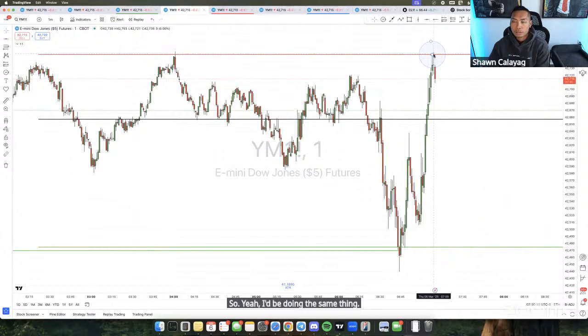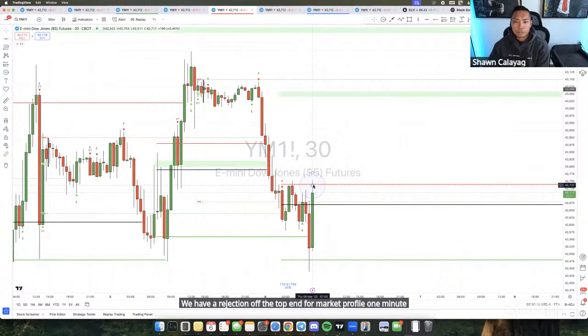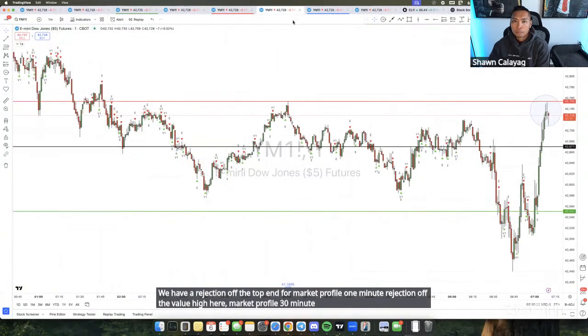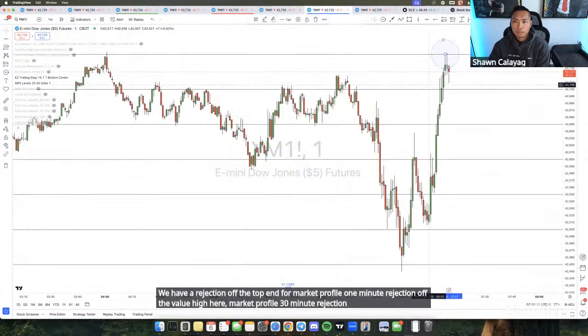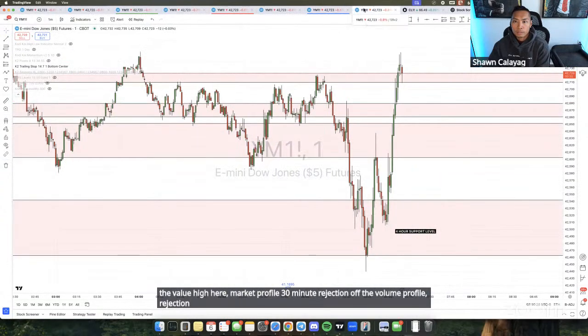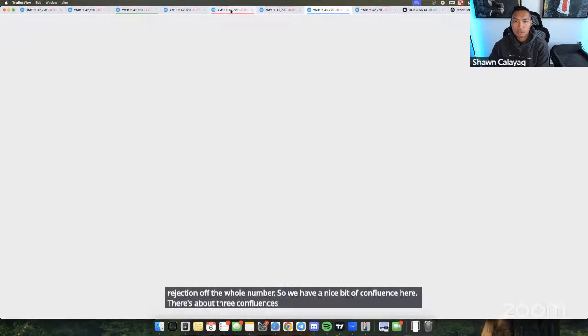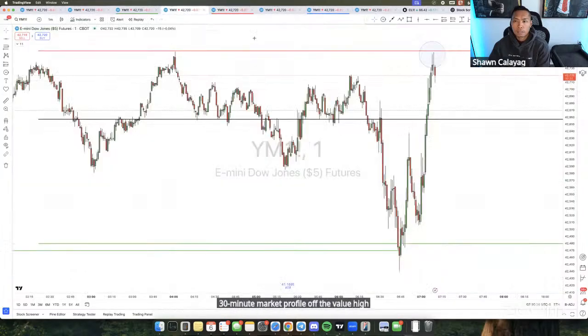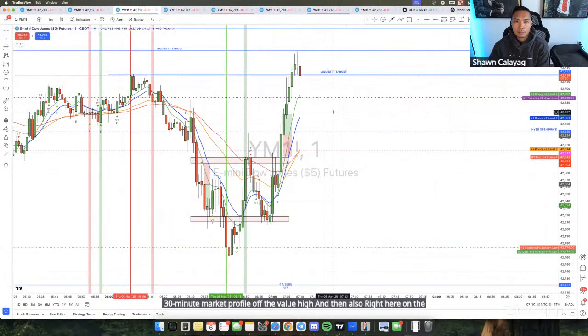All right, we have a rejection off the top end for market profile 1 minute. Rejection off the value high here, market profile 30-minute. Rejection off the volume profile, rejection off the whole number. So we have a nice bit of confluence here. There's about 3 confluences: clean chart rejection, 30-minute market profile off the value high, and then also right here on the 1 minute.